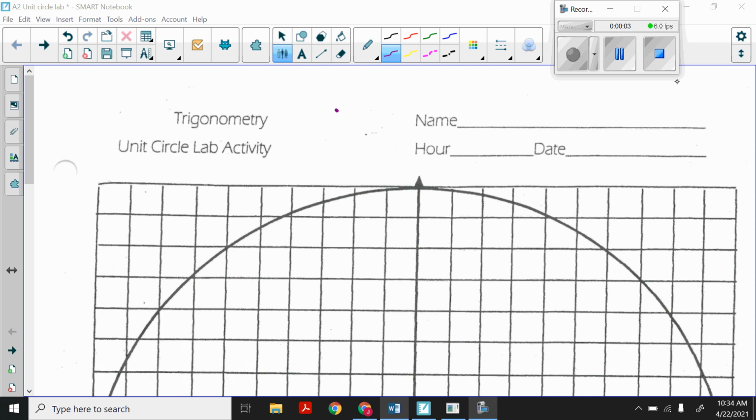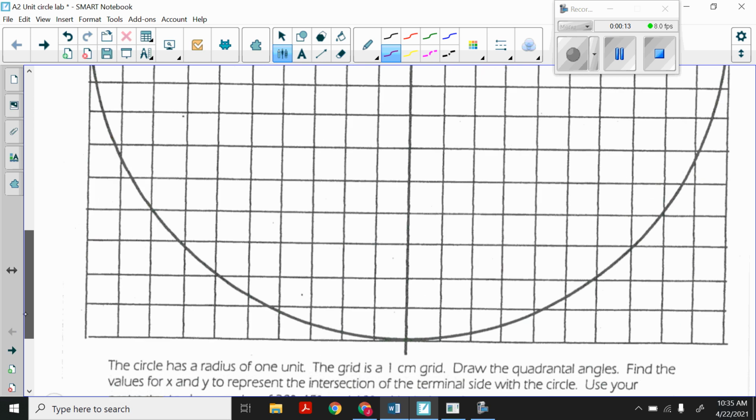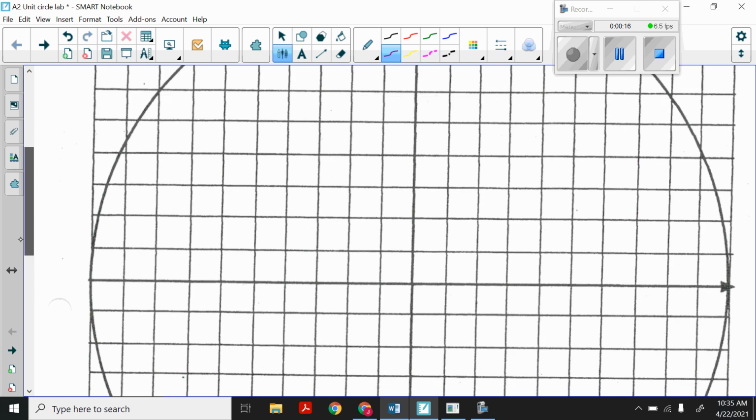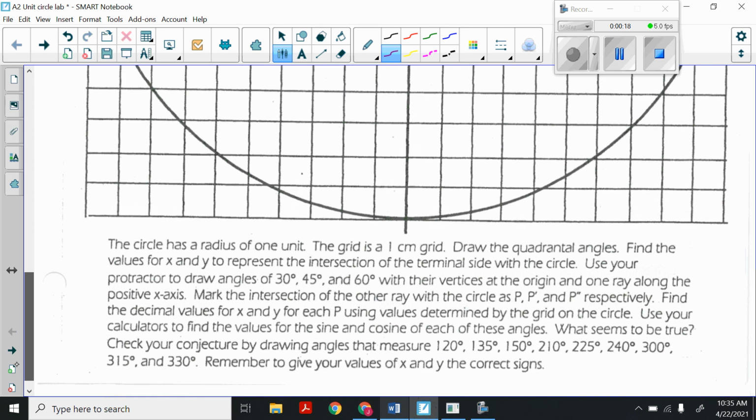Okay, so today in Algebra 2, we are going to do what's called the Unit Circle Lab activity. This is where you discover for yourself the unit circle and all of the things that we will eventually talk about in our next lesson. So this is what I've given you, a circle on a grid, and the instructions tell you that this circle has a radius of 1 unit.